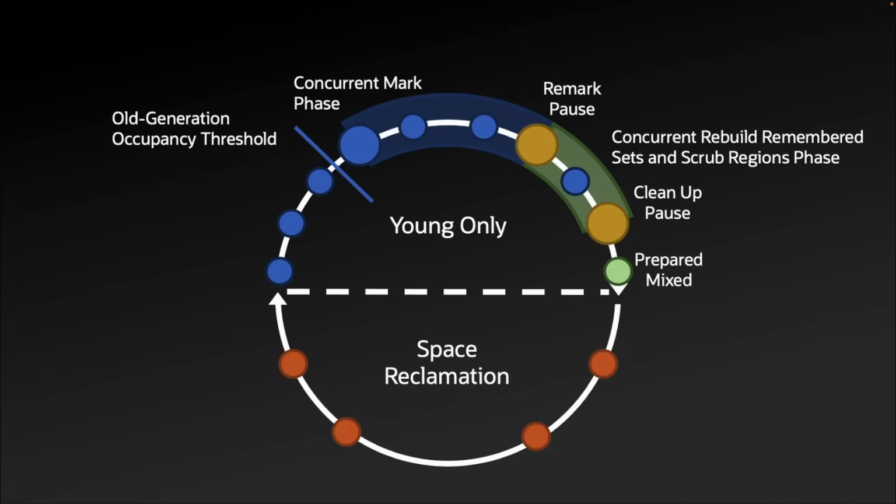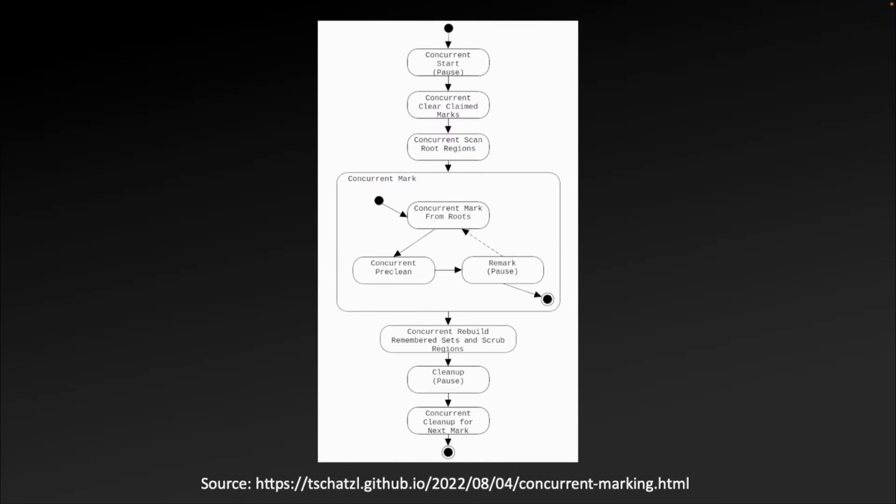Pauses during this phase are mixed collections where, along with young regions, old regions are also collected based upon the work done during the concurrent phase. G1 will leave space reclamation phase when it determines performing more mixed collections is no longer worth the effort. This is only a high level overview of the concurrent phase.